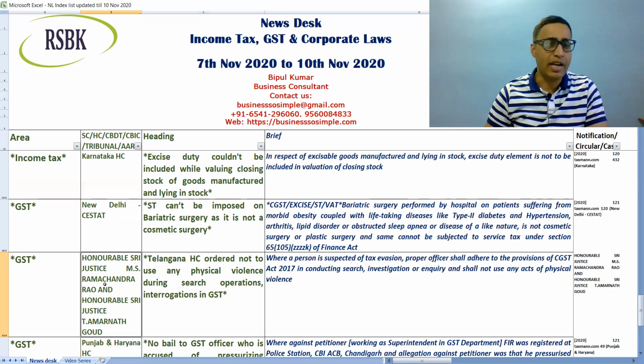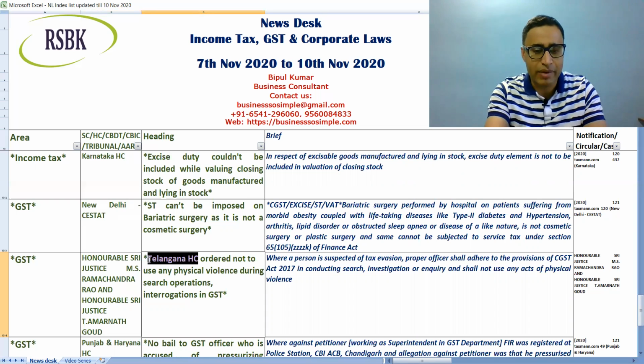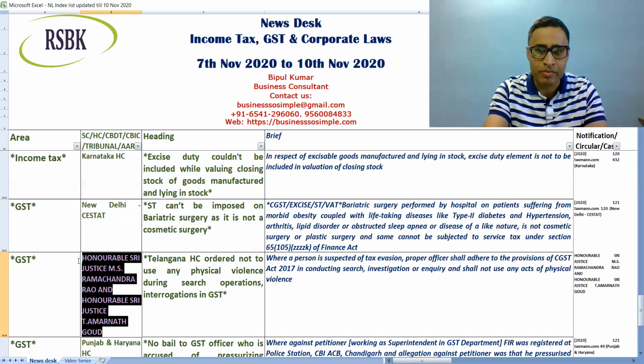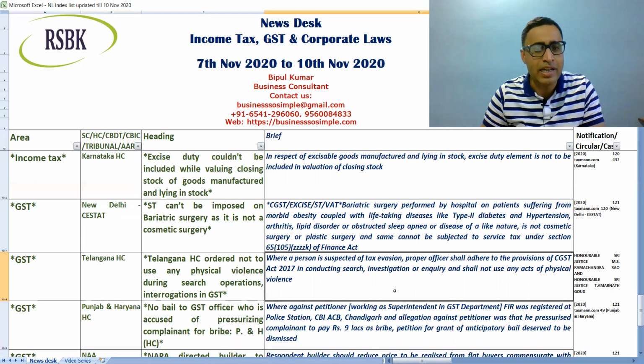Next case, Telangana High Court ordered not to use any physical violence during search operations and interrogation in GST. In this case, where a person is suspected of tax evasion, the proper officer shall adhere to the provisions of the CGST Act in conducting search, investigation or inquiry and shall not use any acts of physical violence.